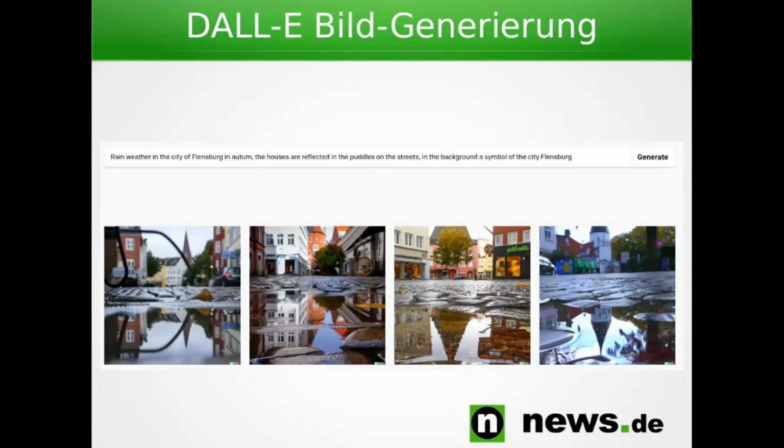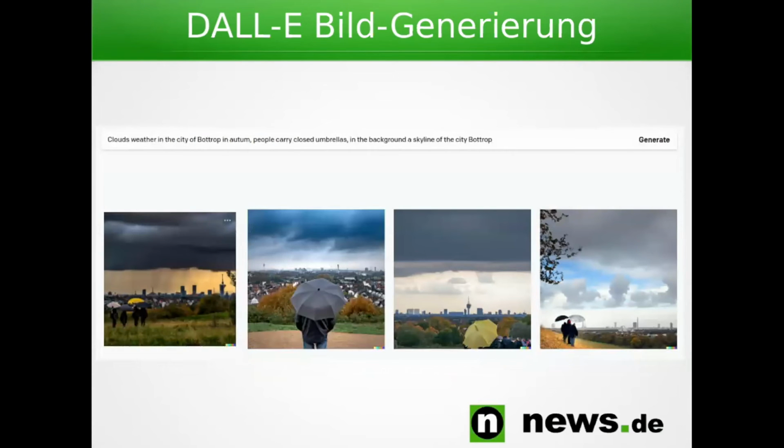Here's an example of the city of Flensburg in autumn. You see the puddles on the streets and the reflection of the buildings in the puddles. So there's lots of information here, and you see how it really works. It is remarkable, and you can have different styles here, comics, or you can enter information on the style, whether you want to have a photograph, a photorealistic image or a comic or whatsoever.